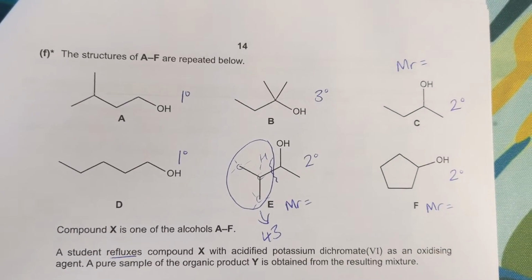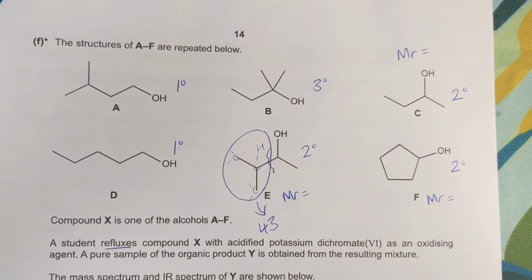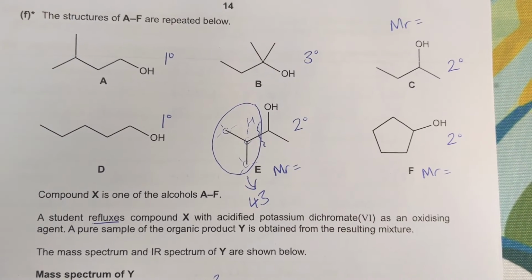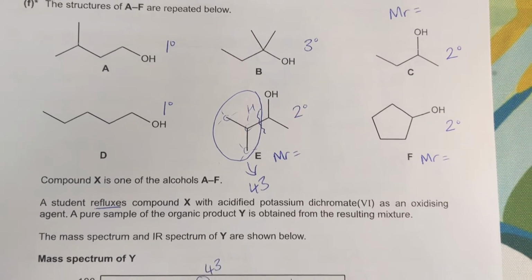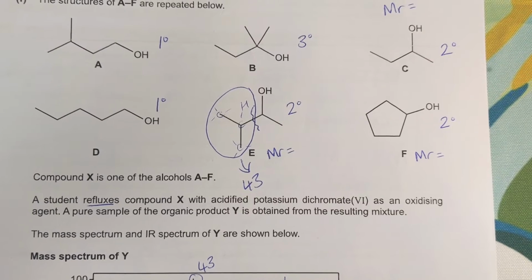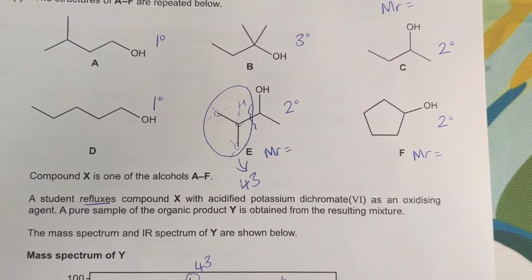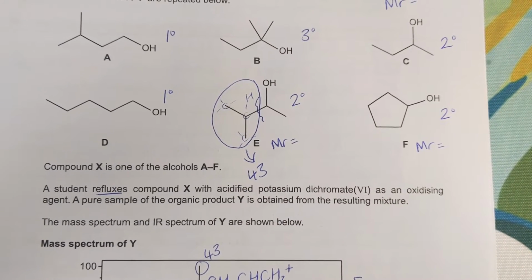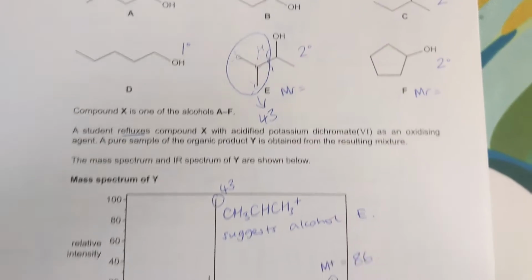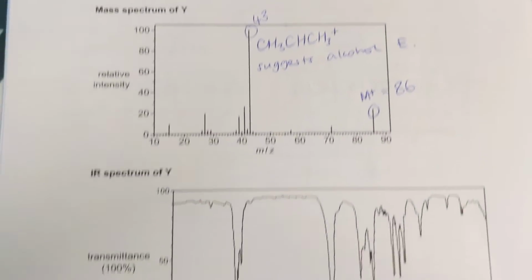On this next question, we've got 6 different alcohols and we've got skeletal structures for these. The question says that compound X is one of these 6 alcohols. A student refluxes compound X with acidified potassium dichromate as an oxidizing agent. A pure sample of the product Y is obtained. The mass spectrum and infrared of Y are shown below. So this is like a problem-solving question.